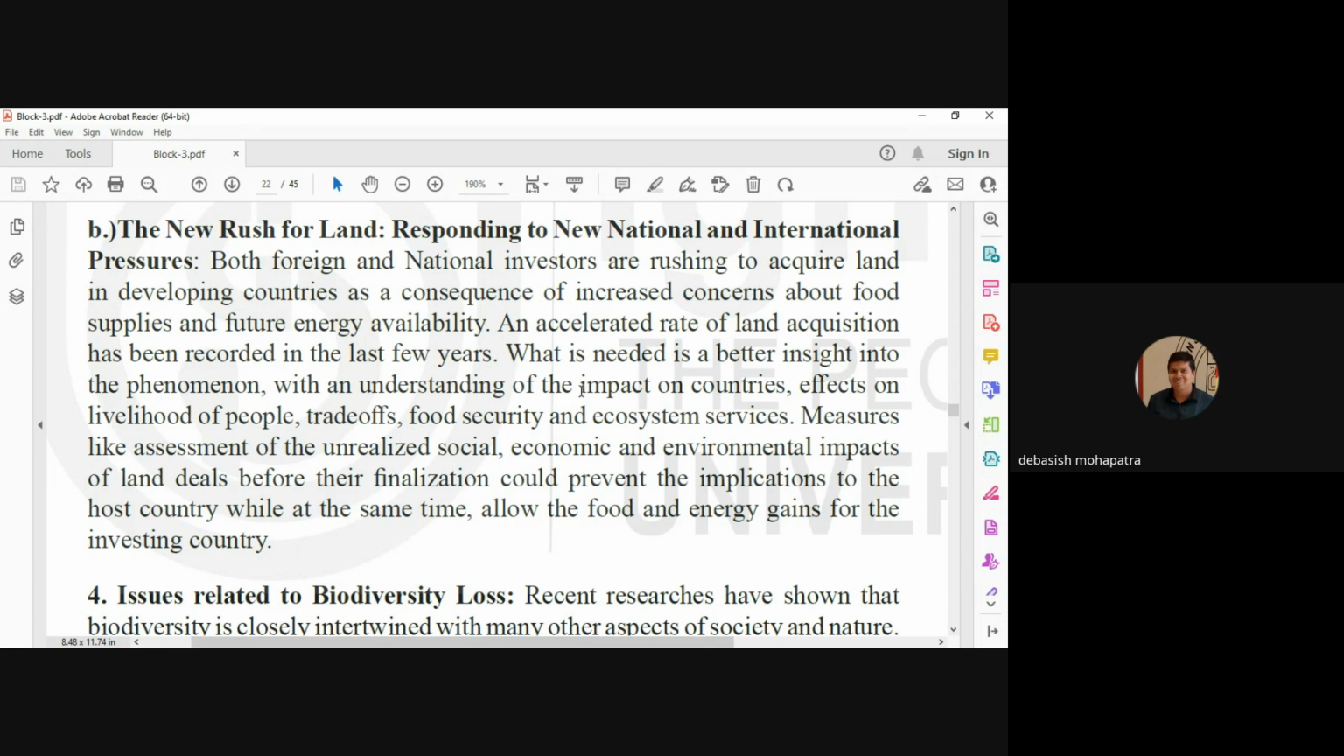What is needed is a better insight into this phenomenon, with an understanding of the impact on countries, effects on the livelihood of the people, trade-offs, food security, and ecosystem services. Measures like assessment of the social, economic, and environmental impact of land deals before their finalization could prevent negative implementation in the host country.